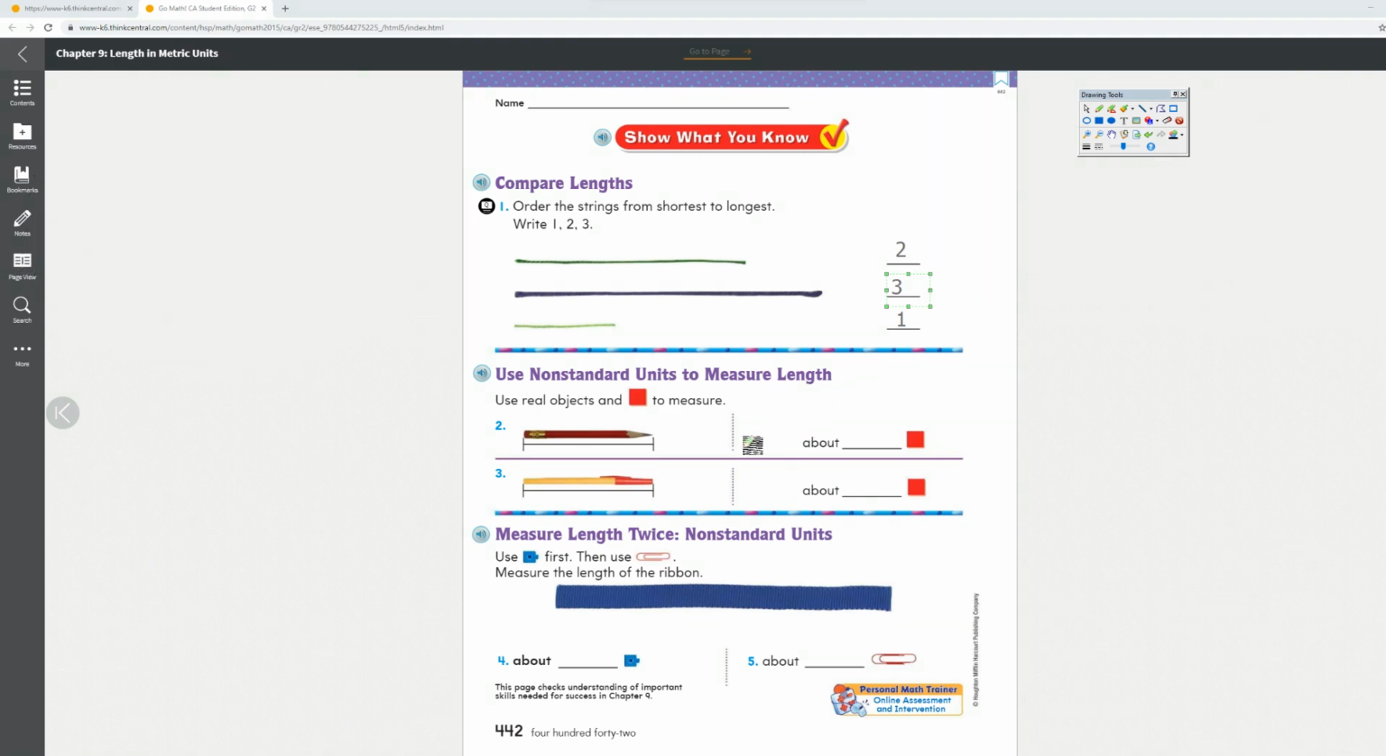Alright class, let's go over it. Number 2 should be about 2 cubes. Well, at least that's what I got for mine. Some of you might have got 3. It really depends on what you were using. And for the pen, it should be the same, so maybe you got 2 or 3.